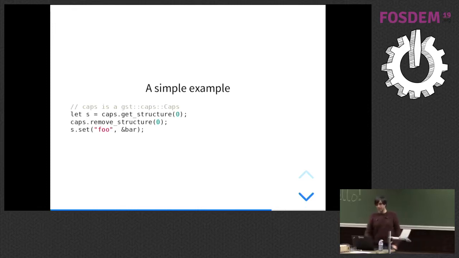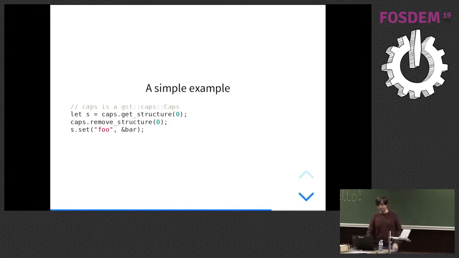And what this code is trying to do is, it's a bit silly code actually, you would never actually use that. It takes the first structure in the caps, the first capability, and then it tells the caps that I want to remove this capability now. And then with the capability it got, it's trying to set a GObject property on that. If you write the same code in C, the compiler will be happy and let you do what you want, but you will have multiple memory problems at runtime.